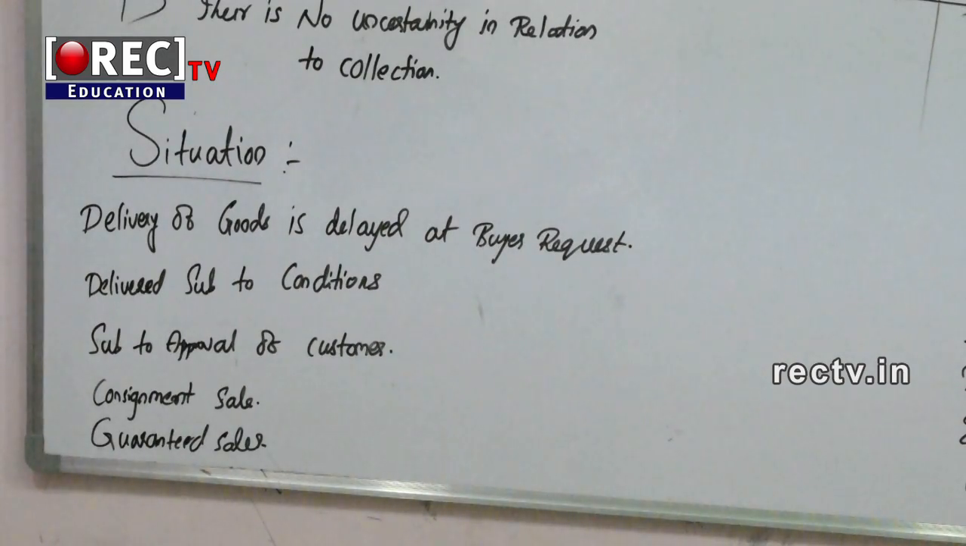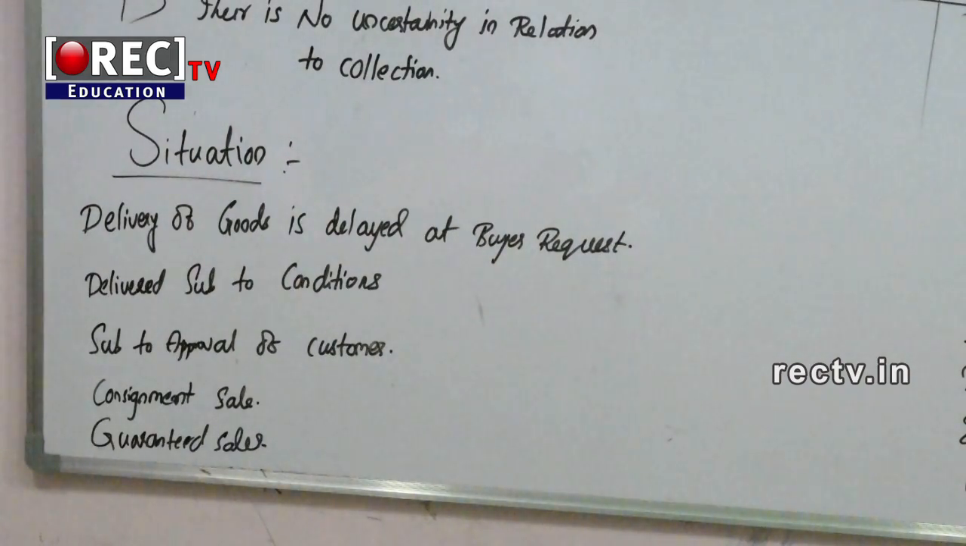And when we come to the consignment sale, recognize revenue only when the goods are sold to a third party by the consignee. Here you have already seen the consignment chapter in CPT. The parties are consignor and consignee. When the consignor sends goods to the consignee, it is a principal and agent relationship. So when the consignee sells goods to the third party, then you can recognize the revenue.